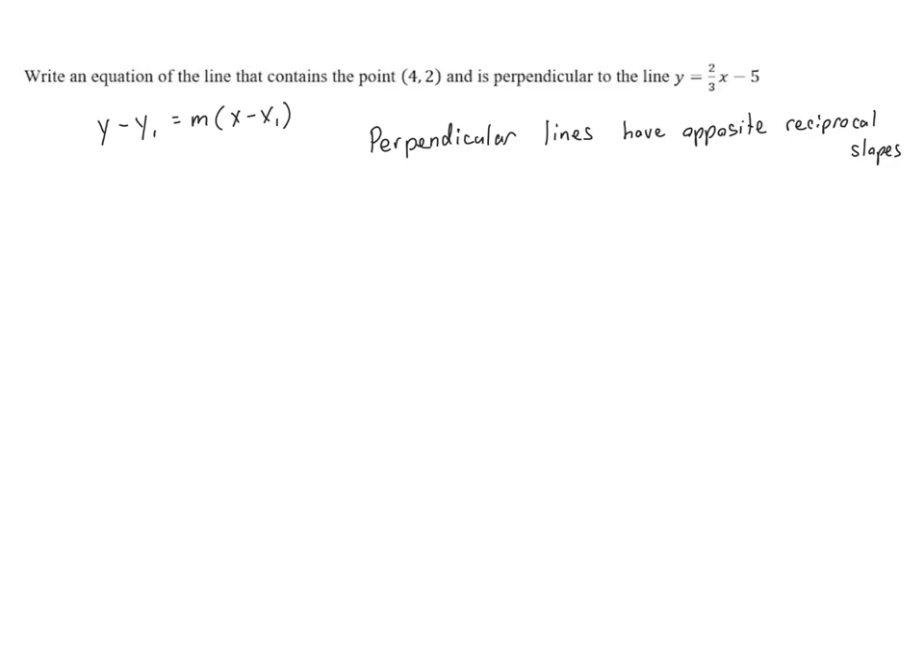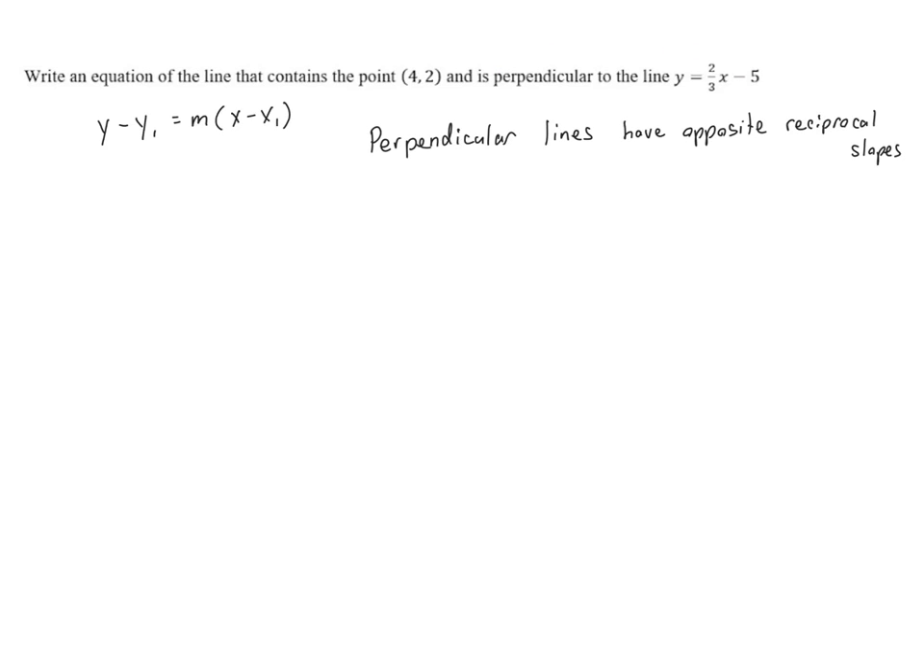Now, opposite means if one of them is positive, the other will be negative, or if one of them is negative, the other is positive. And then reciprocal means we have to take the reciprocal of the fraction. We need to flip the numerator and the denominator. So let's take a look at this line here. We know that our line is perpendicular to this one.